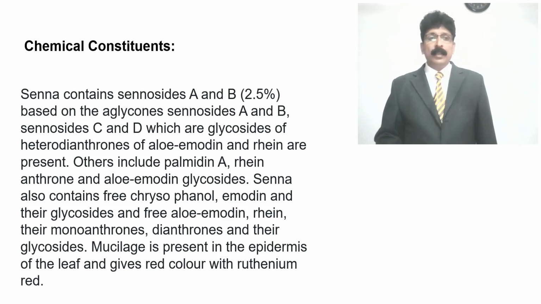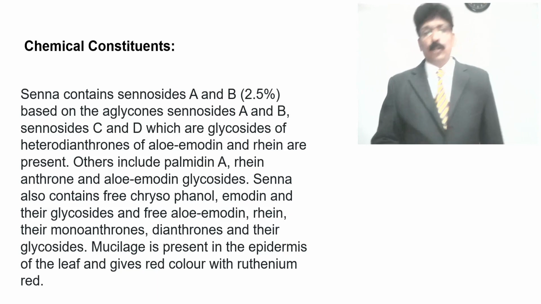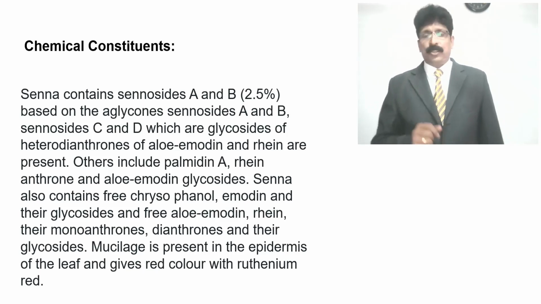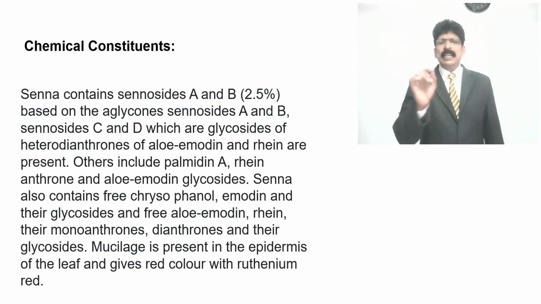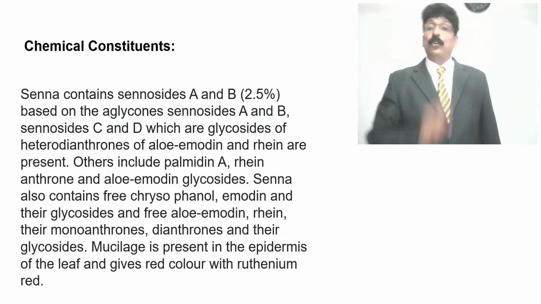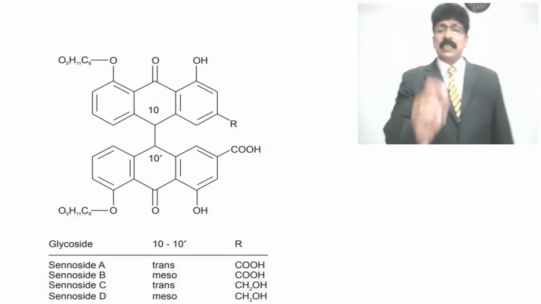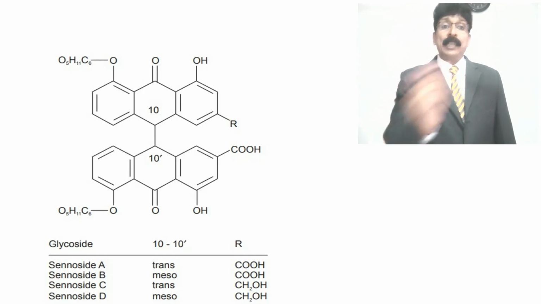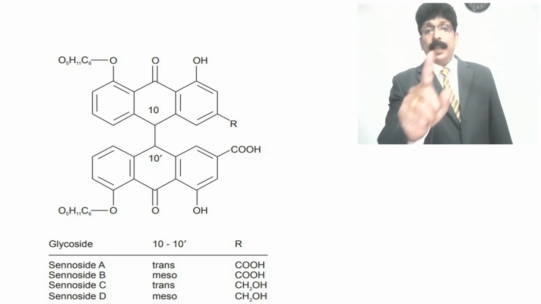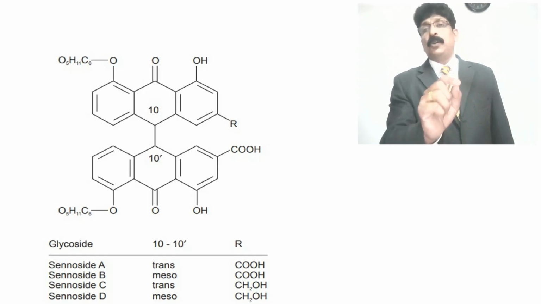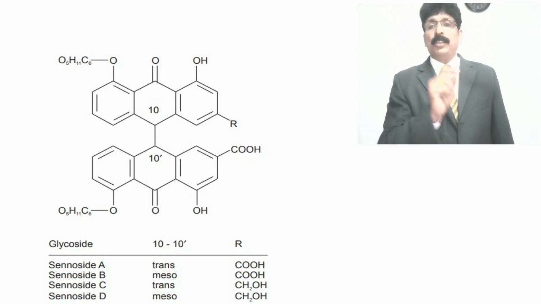Rhein, their monoanthraquinones, dianthones and their glycosides are also present. Mucilage is present in the epidermis of the leaf and gives a red color with ruthenium red. This is the chemical structure which we have shown even for aloe-emodin, aloin. You can see there are the anthraquinone glycosides, which can be connected as an O-glycoside of a sugar molecule. There it is a C linkage.